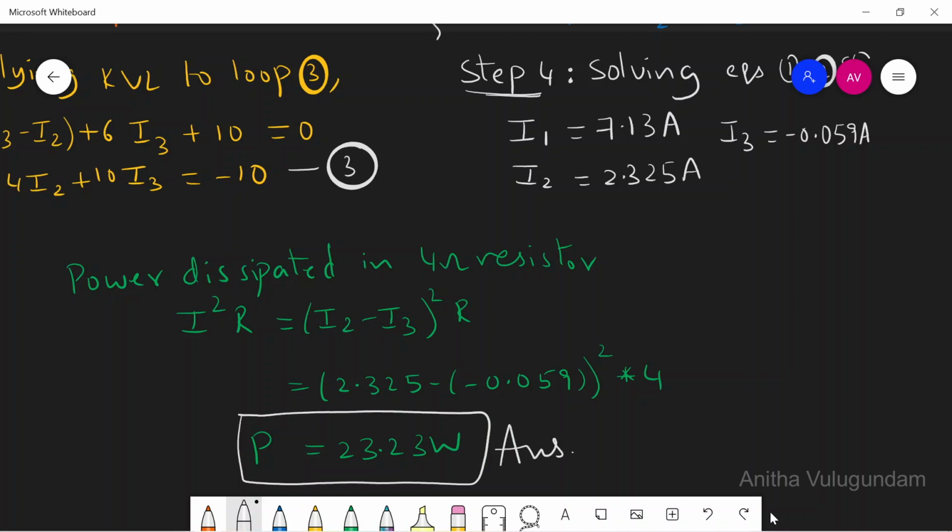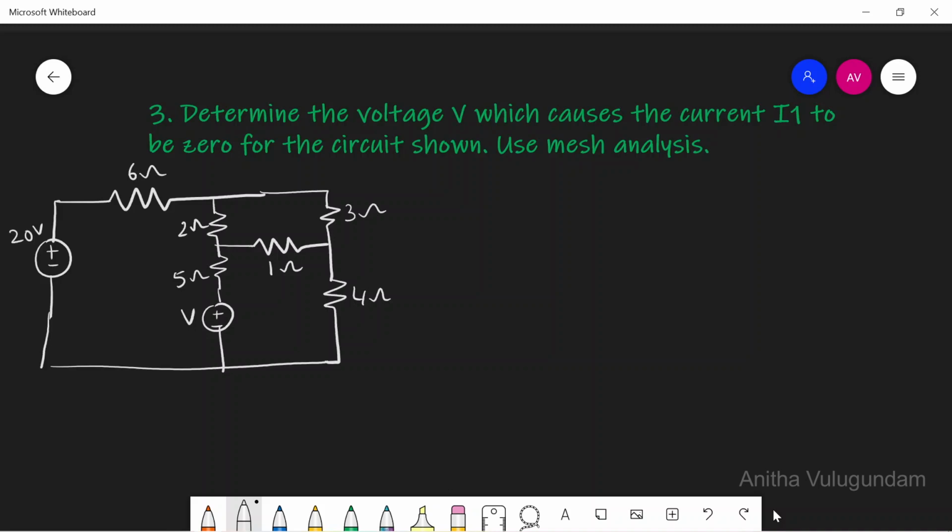This is the answer. Let's discuss the next example. Determine the voltage V which causes the current I1 to be 0 for the circuit shown. Use mesh analysis. Here the I1 current is not shown. We have to assume that if this is 0, you have to find the voltage V.